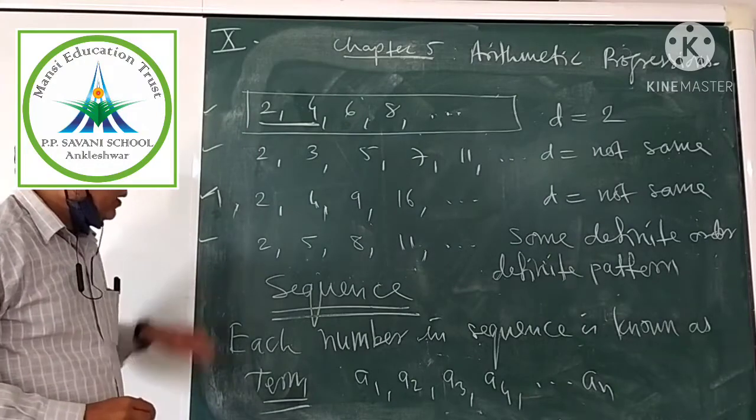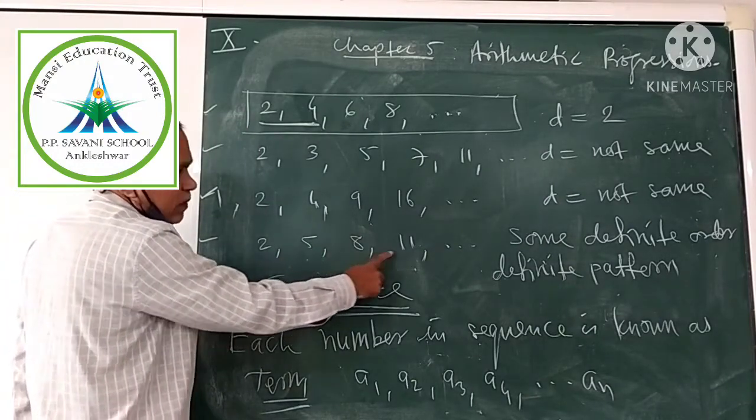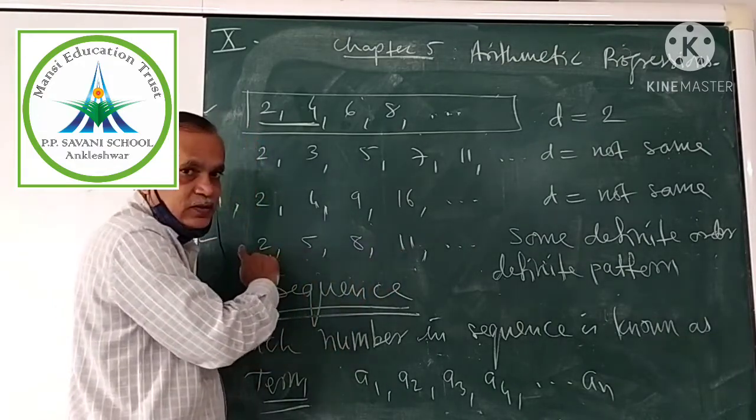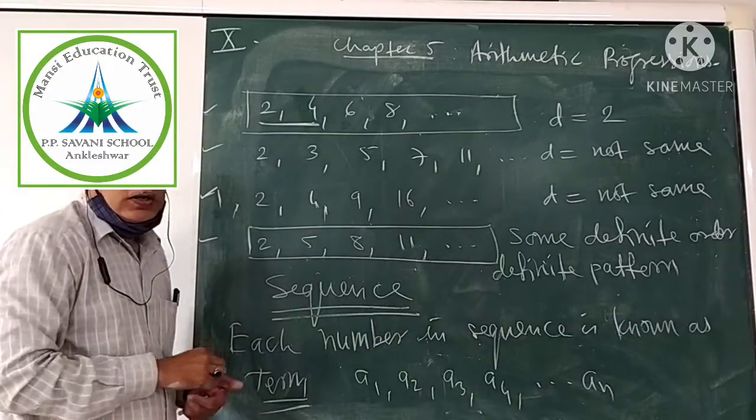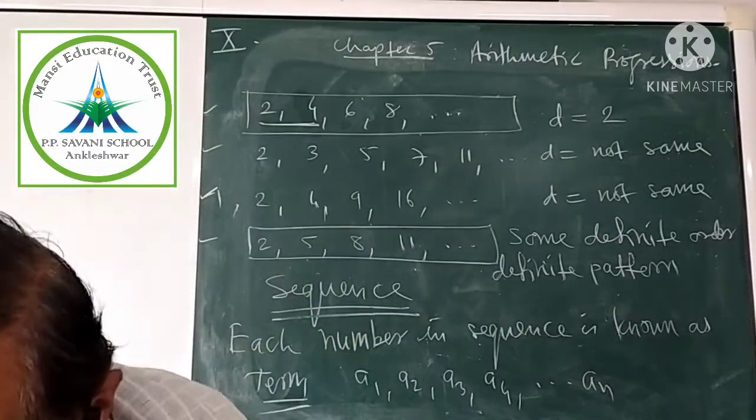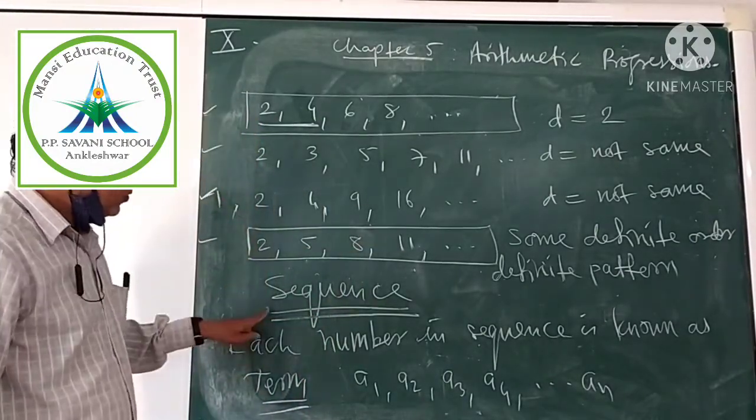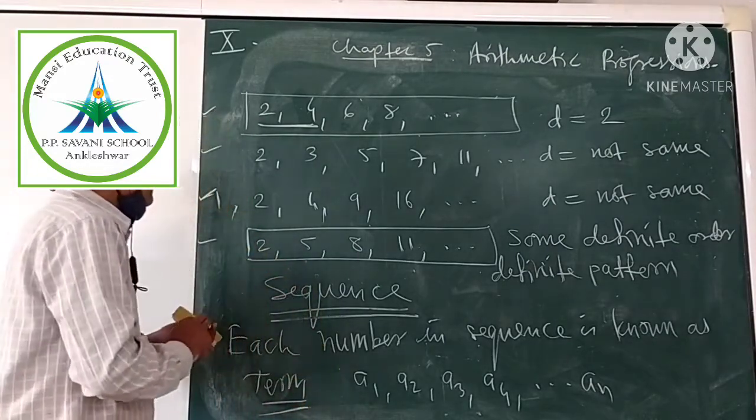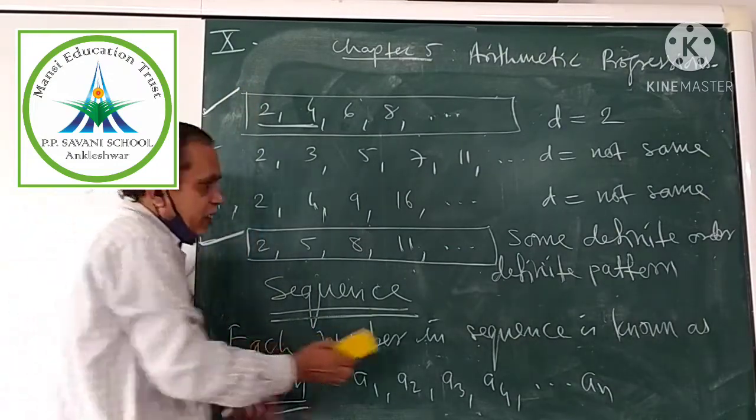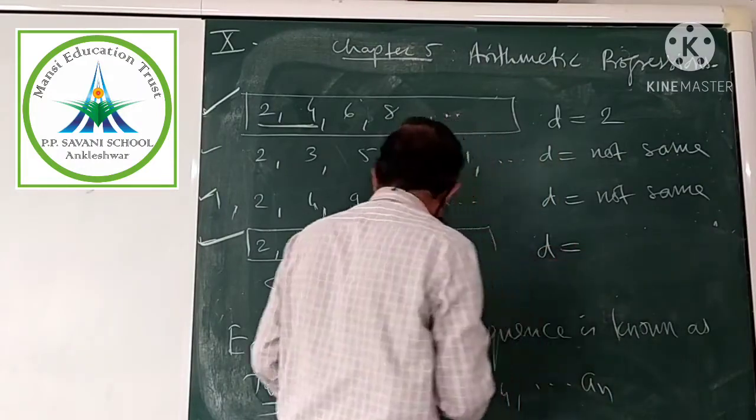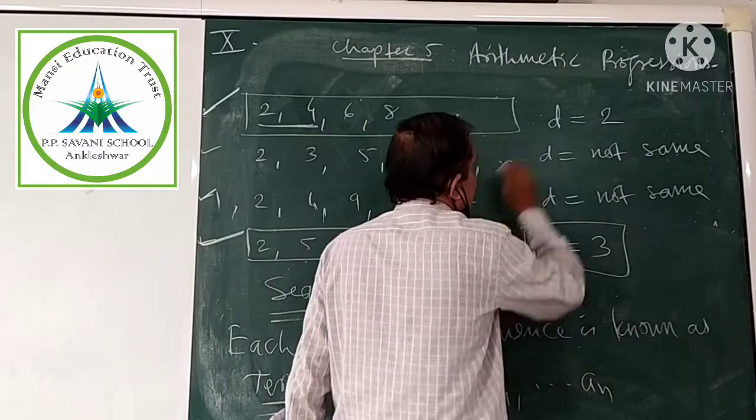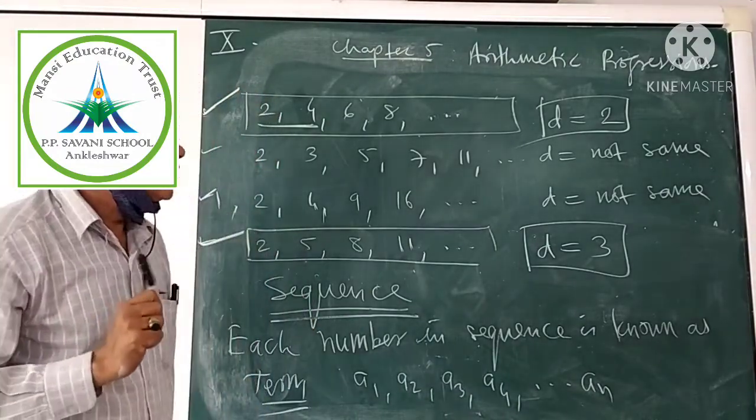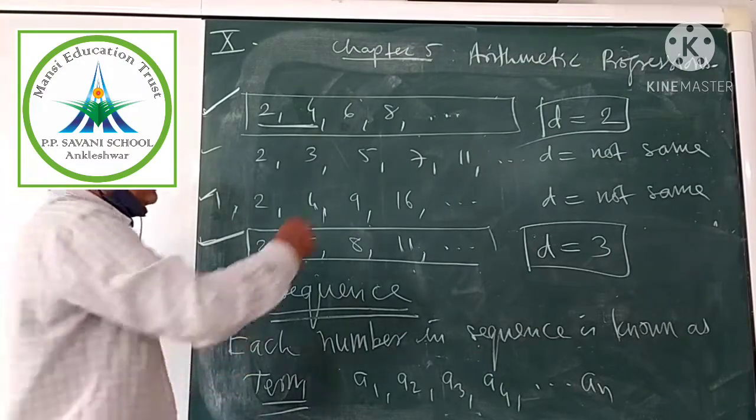Now let us take this one: 2, 5, 8, 11. So 5 minus 2, 3. 8 minus 5, 3. 11 minus 8, 3. So in this sequence, we got the same difference. Yes or no? See students, a sequence is only a pattern that satisfies some particular order. But in two of these sequences, the difference is common: here 3, here 2. Such a sequence where the difference between two consecutive terms is equal or same is known as arithmetic progression.